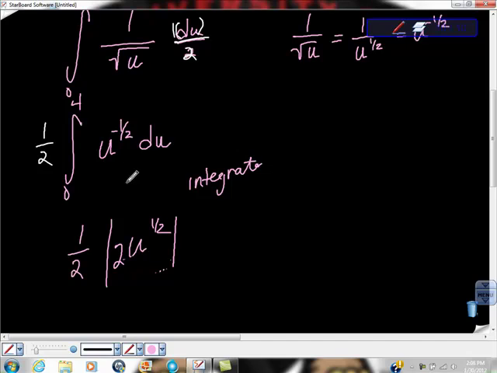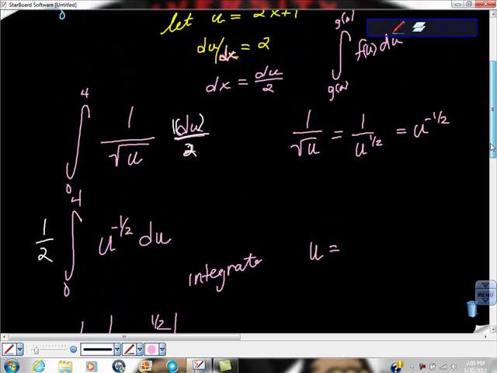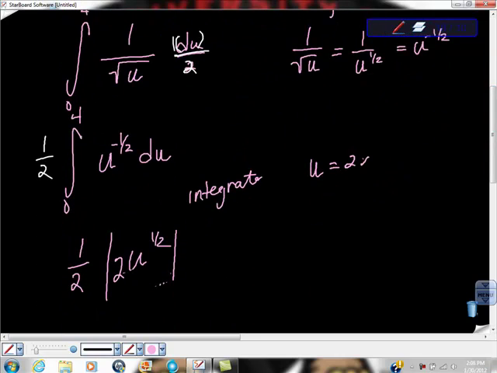But look, when we started out, we had 0 to 4, didn't we? But the function was in terms of x. This is our lower limit. This is our upper limit. So we have to go back, and we said at the beginning that u was equal to what? It says u was equal to 2x plus 1, right? So it says here we had 0, so 2 times 0 plus 1 is still 1. So our lower limit is still 1. But now we need this upper limit, and 2 times 4 plus 1 is 9, right?